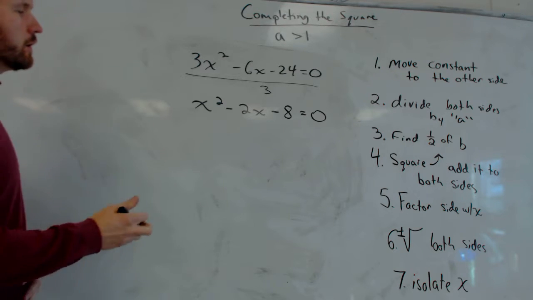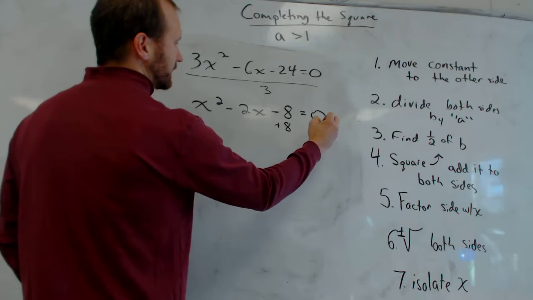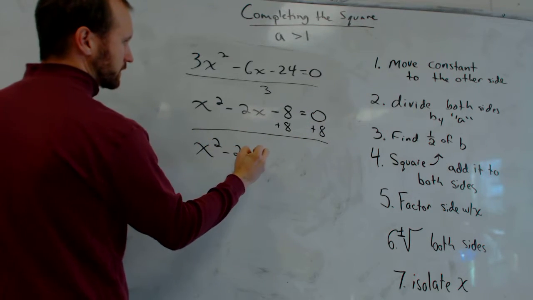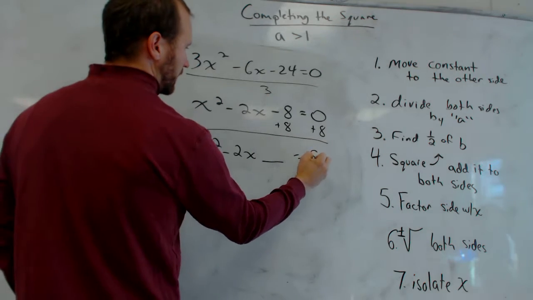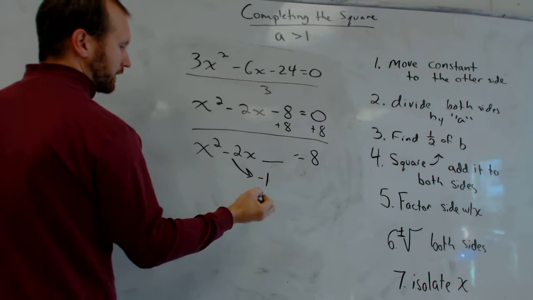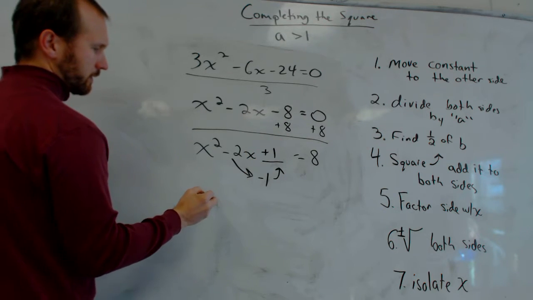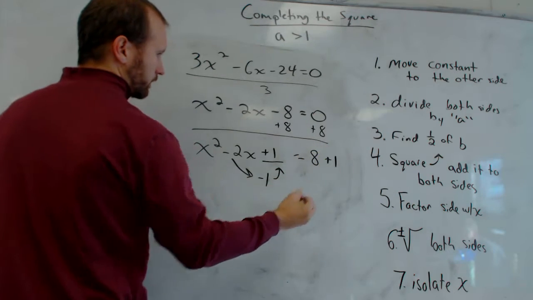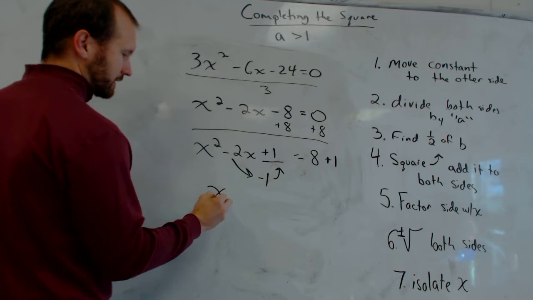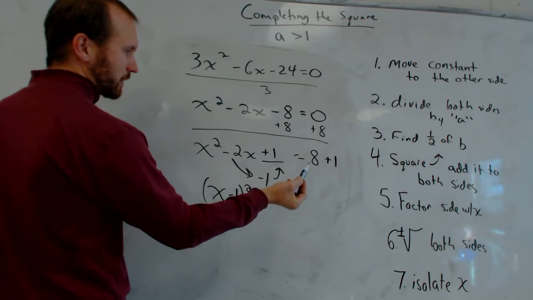Okay, so what would I do next? Let's solve this one. Move the constant to the other side, and then you find half of b. So we've got x squared minus 2x equals 8. Half of b is what? Negative 1. And then negative 1 squared is 1. Plus 1. And then x minus 1 squared equals 8 plus 1. We almost forgot that, right? 9. Let's not forget it. Okay, x minus 1 squared equals what?